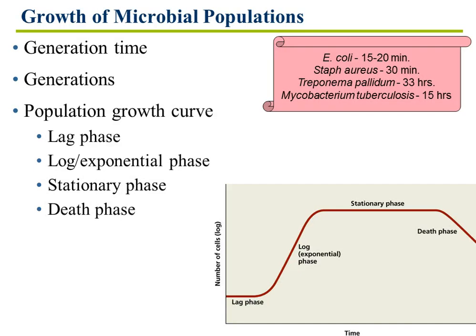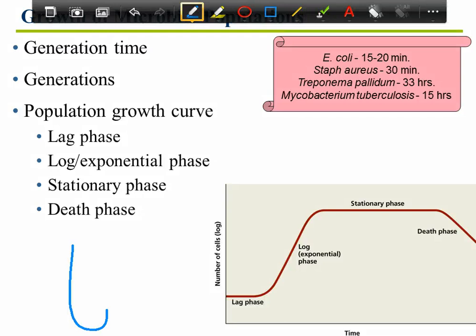Okay, so I've taken you through generation time and generations. So what you're looking at here is a population growth curve. So you take a loop full of bacteria. Here's a tube of sterile broth, nothing in it. Here's a loop full of bacterial cells. You stick it in here. You put it into 37 degrees. So what will happen? Here's our start.